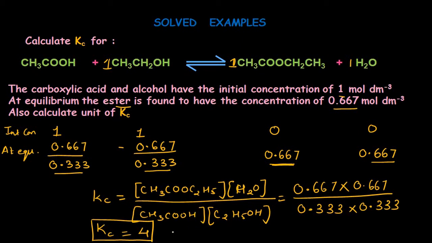we need to know that this Kc value has no units, because moles per dm cube will get cancelled with the moles per dm cube of the reactants, as the mole ratio, that is the power of each and every product and reactant, is the same. So this Kc has no units. We may come across such Kc values which have no units also. So our answer for Kc is equal to 4 with no units.